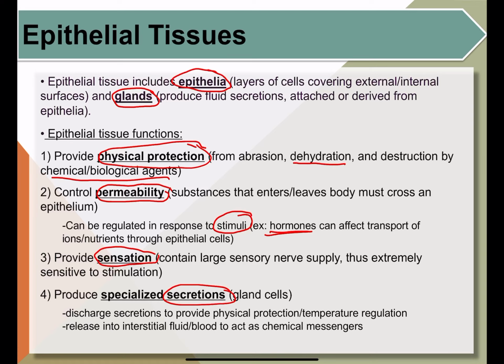Some epithelial tissue can regulate temperature, like sweating on our skin. That's part of being able to cool our body down, as we've mentioned in chapter 1, or serve as a means of communication through interstitial fluid or blood. So those secretions can do a multiple number of things for us in the body.